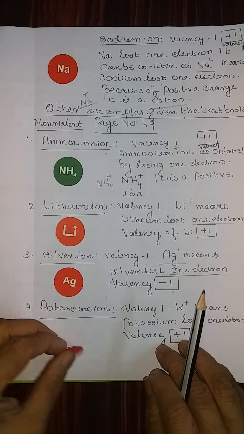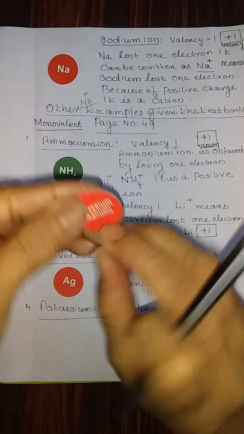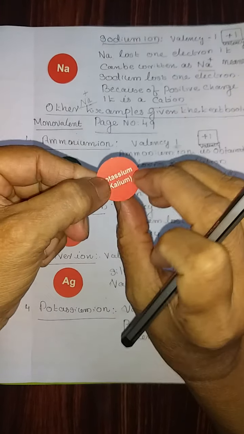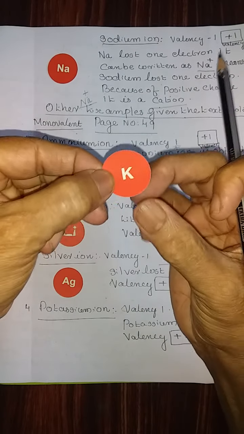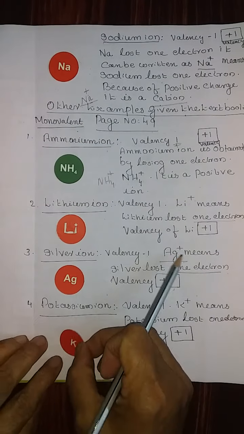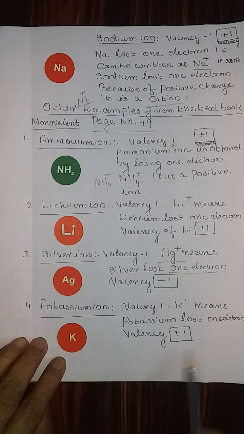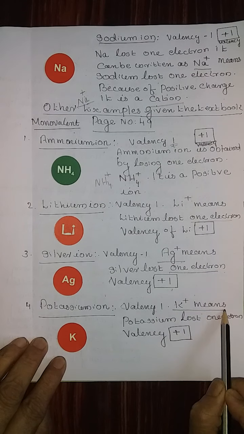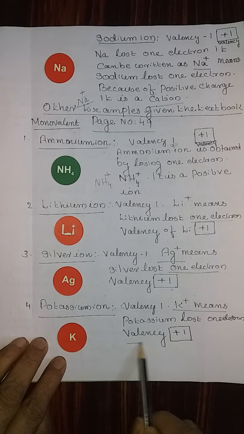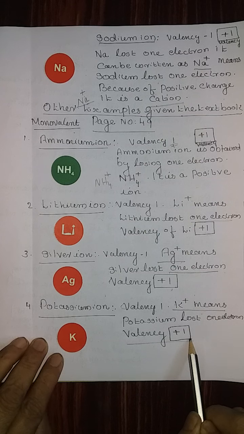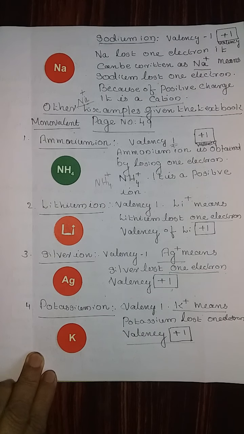Similarly, potassium. You studied potassium, full name potassium and Latin name kalium and the symbol is K. This potassium can lose only 1 electron. Therefore, it can be written as K plus. And the valency that you studied as 1 can be written as plus 1 because potassium loses an electron.